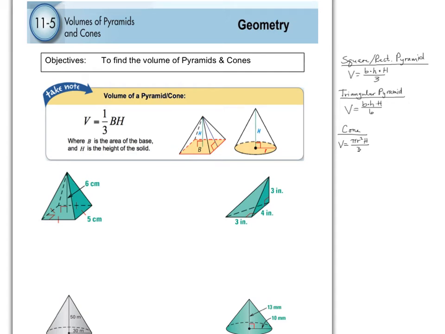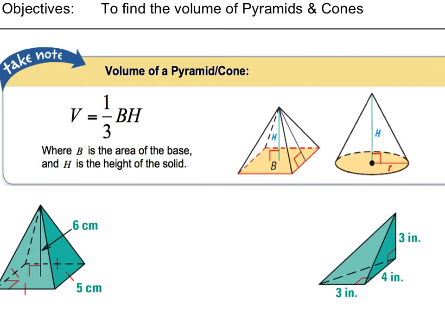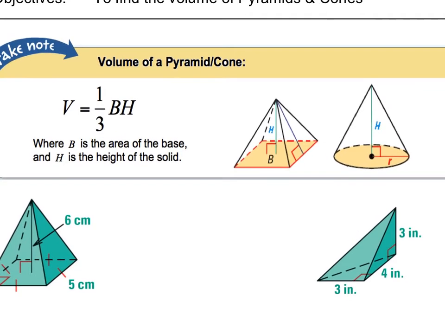This is the introduction to section 11.5, part 1, where we're going to talk about finding the volume of pyramids and cones. As you look at your note sheet, we have the basic formula for the pyramid or cone, and the volume is going to equal 1/3 times the base times the height.